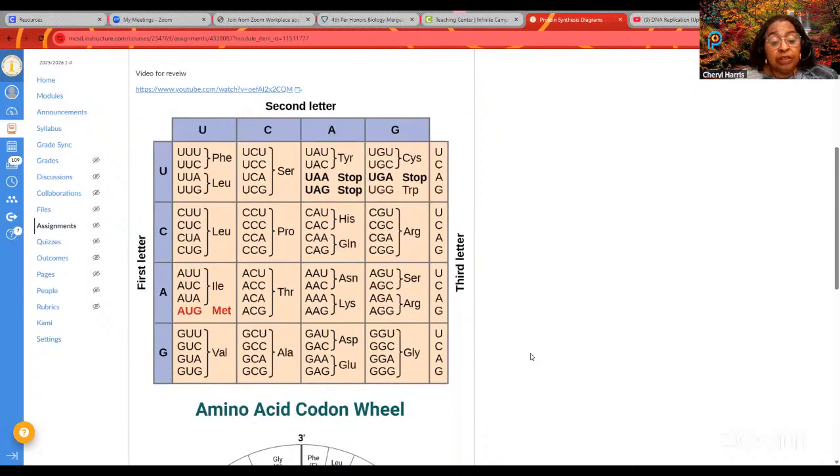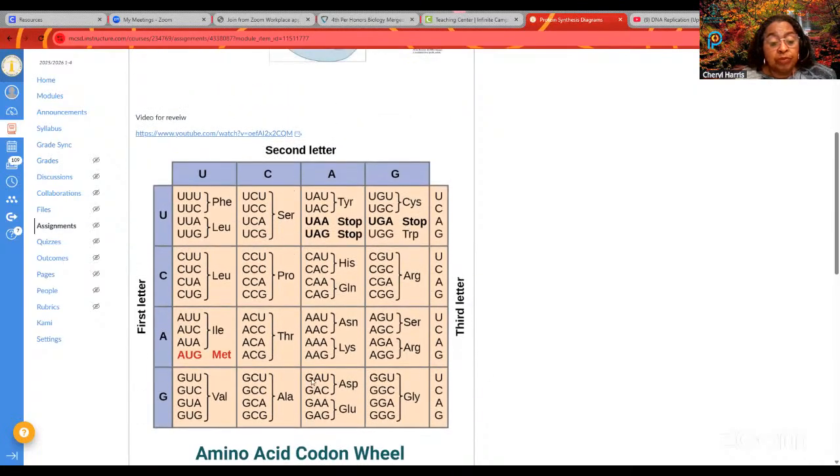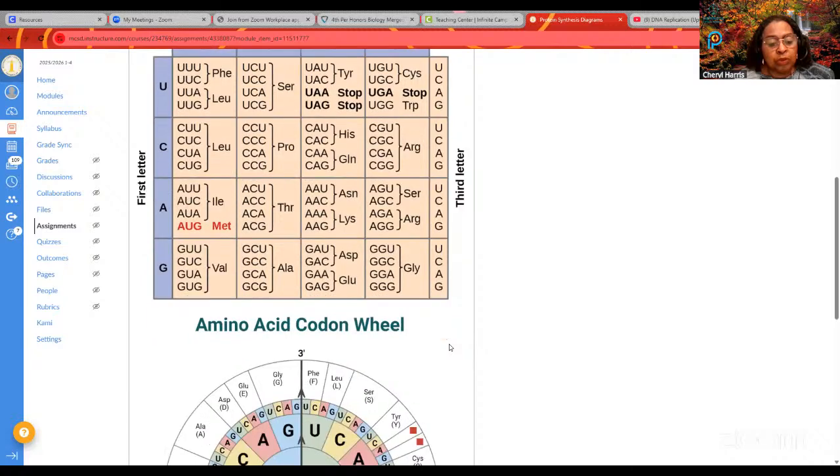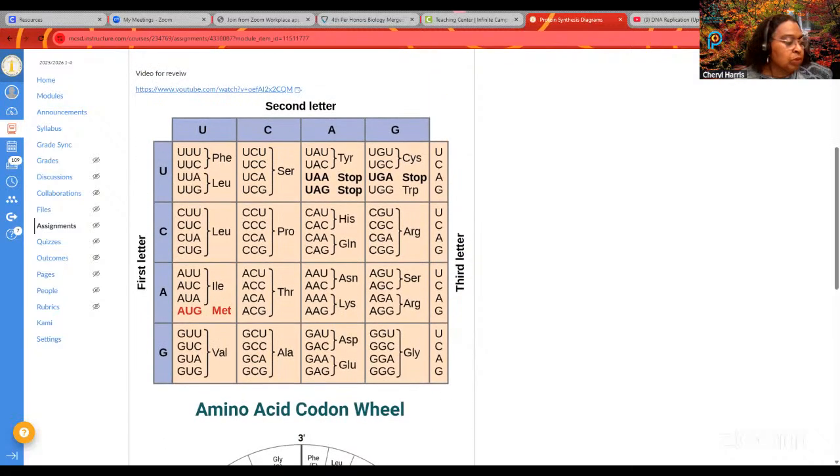All right, in the video, she talked about reading a chart, a triplet code chart. I've enlarged this for you, but it's also on the worksheet. Okay, so this is a codon chart. And you see where it says first letter, second letter, third letter. So you actually have to go around the box in order to use this chart.